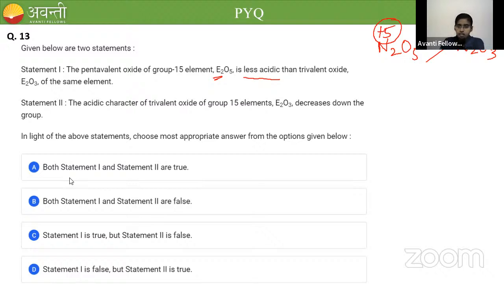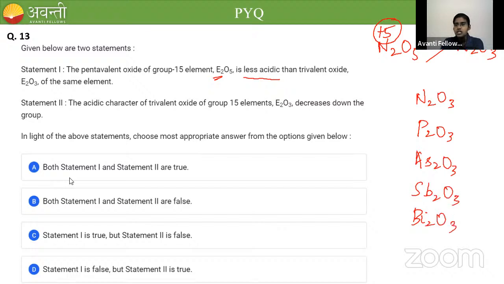So let me take the trivalent oxides of group 15. Group 15 elements are nitrogen, phosphorus, arsenic, antimony, and bismuth. If they are forming the trivalent oxide, the formula will be N2O3, P2O3, As2O3, Sb2O3, and Bi2O3. In all these cases, the oxidation state of the element is +3. So now you check for statement 2.